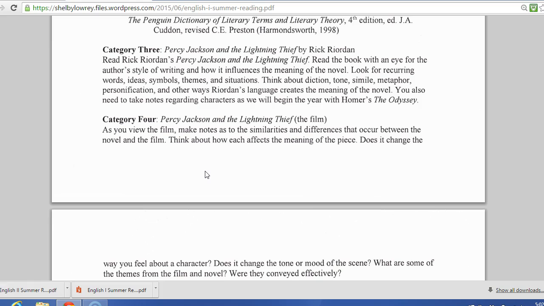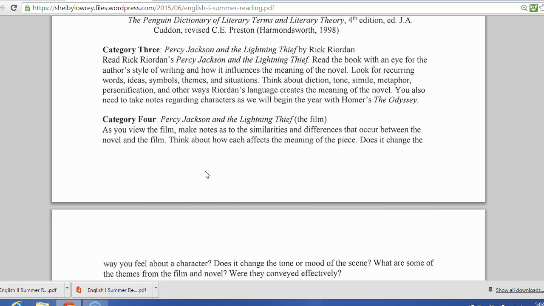Feel free, if you've purchased your own novel, to annotate or interact with the text, highlight, underline, make notes in the margins. You know, if you find something confusing, put a question mark out there. If you find words you don't know, you may circle them or box them in so that you can look them up later. Just really interact with the novel.